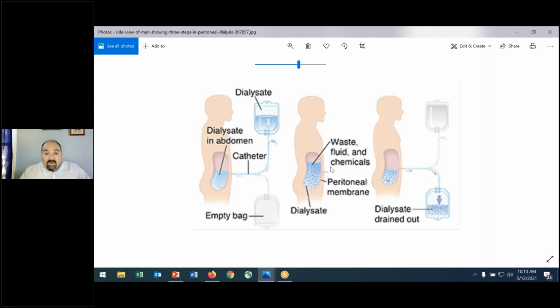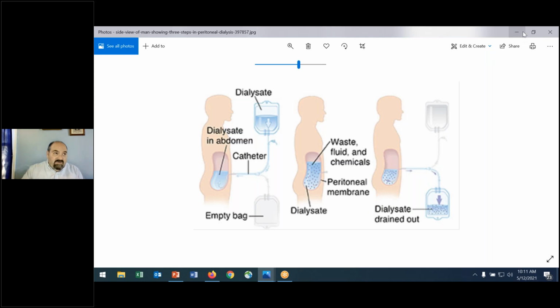And the waste products from the blood will be removed. Is this as good as your kidneys being able to filter the blood in order to remove waste products? No, it's not as good. But this is a method that we can use in order to keep someone alive, because without properly functioning kidneys, you'll die, okay?